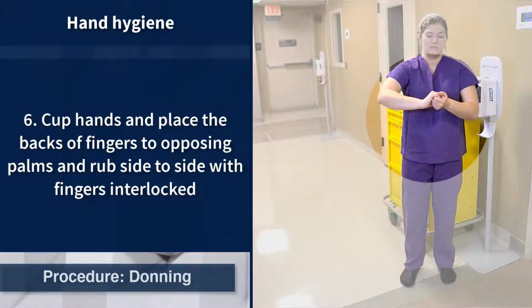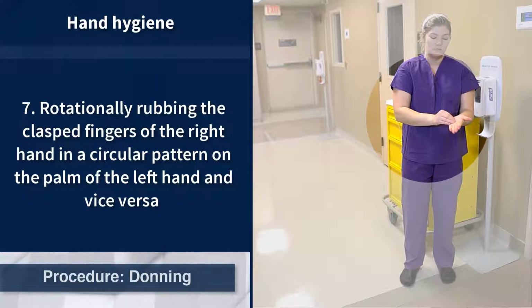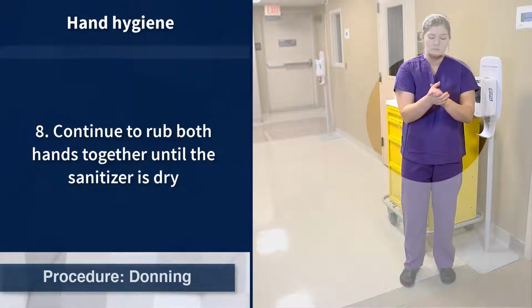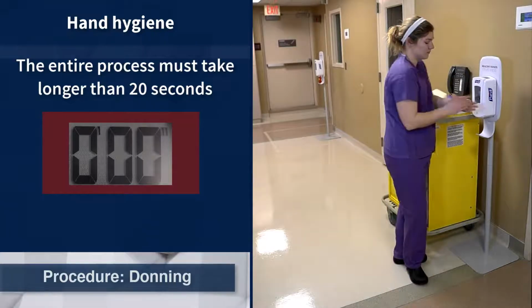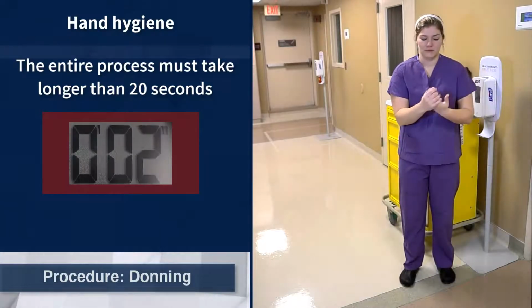Next, cup your hands and place the backs of fingers to opposing palms and rub side to side with fingers interlocked. Rub the clasped fingers of the right hand forward and backwards in a circular pattern on the palm of the left hand and vice versa. Finally, rub both hands together with fingers closed until the sanitizer is dry. This process should take no less than 20 seconds to complete.